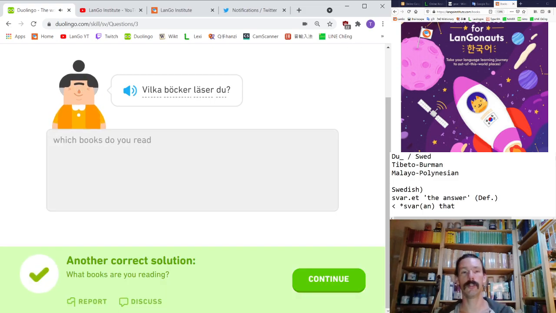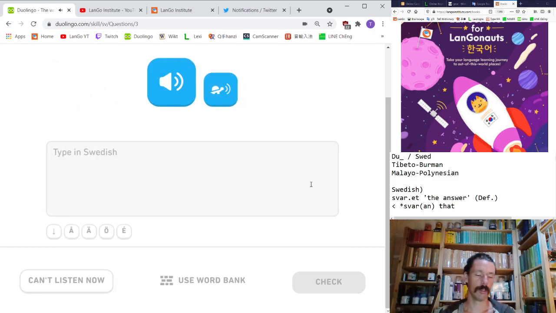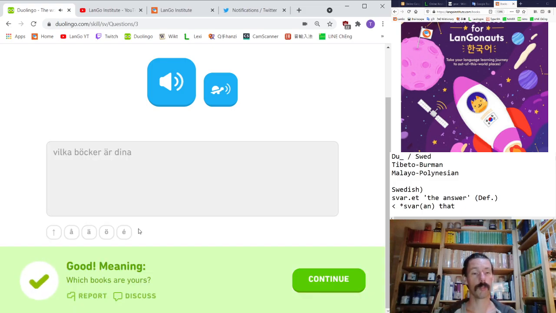Läser, German lesen, L-E-S-E-N. The umlaut denotes the fronted U sound, du. Vilka böcker läser du? Läser du. Vilka böcker är dina? Vilka, plural, böcker, är, dina with a suffix. Which books are yours?